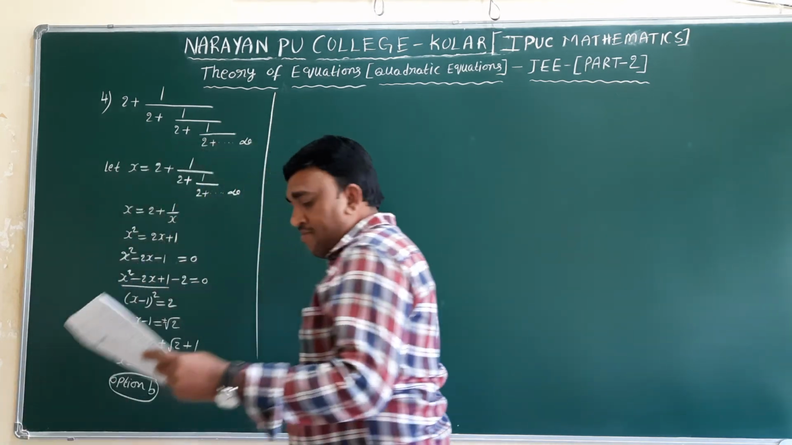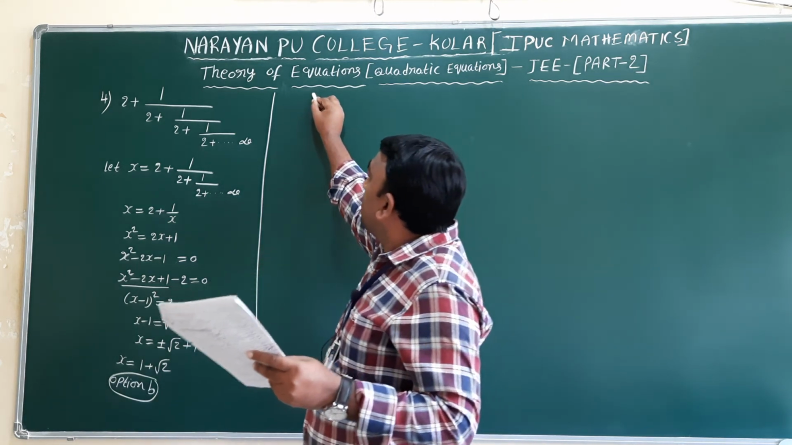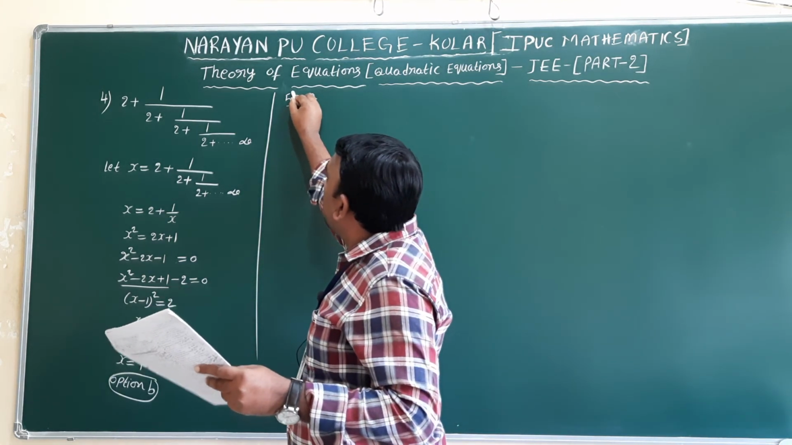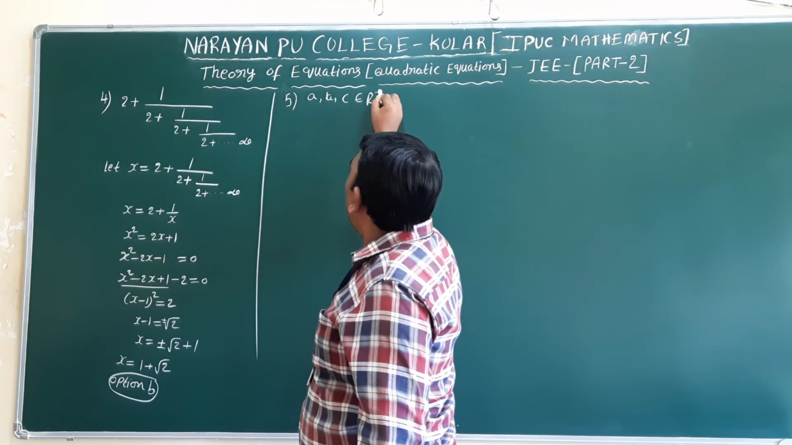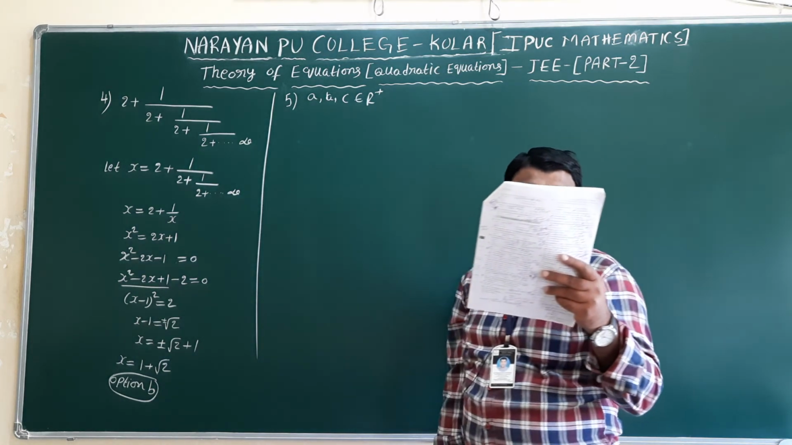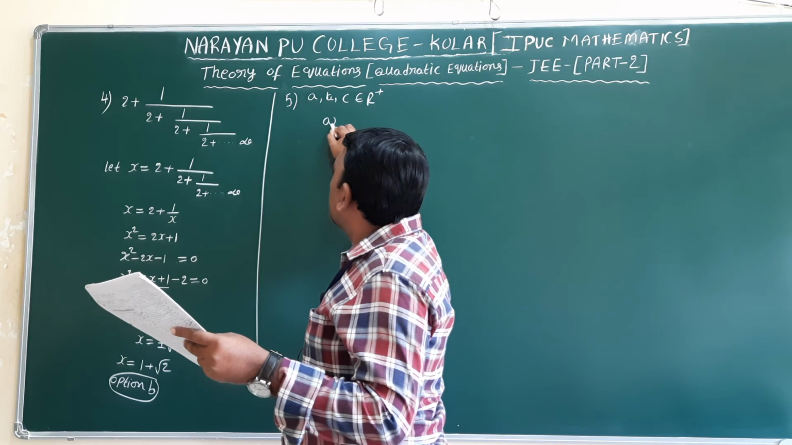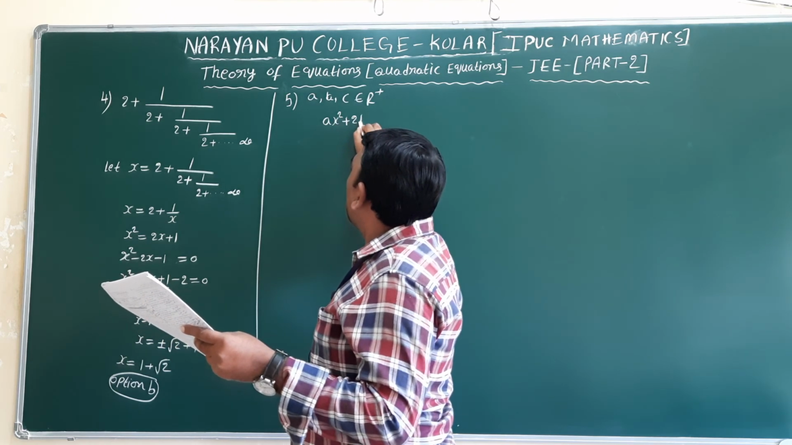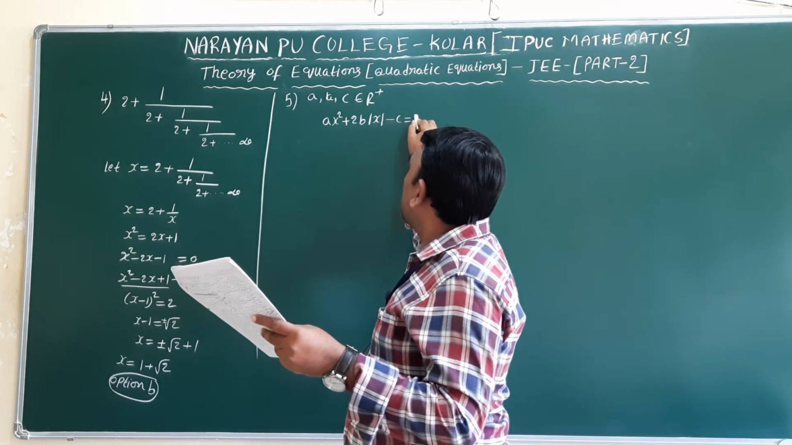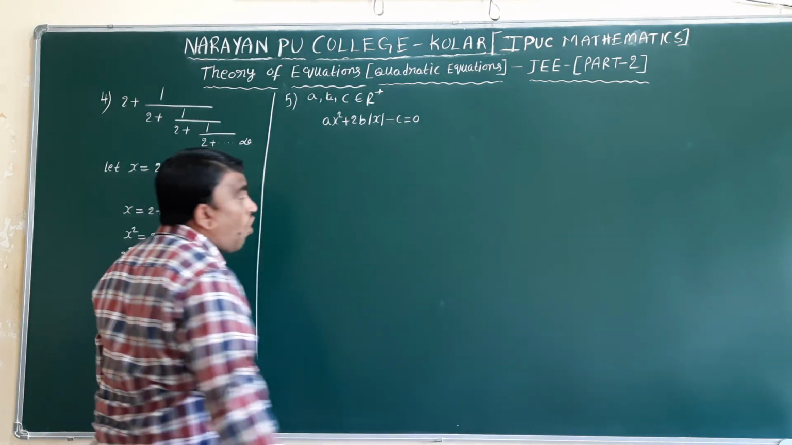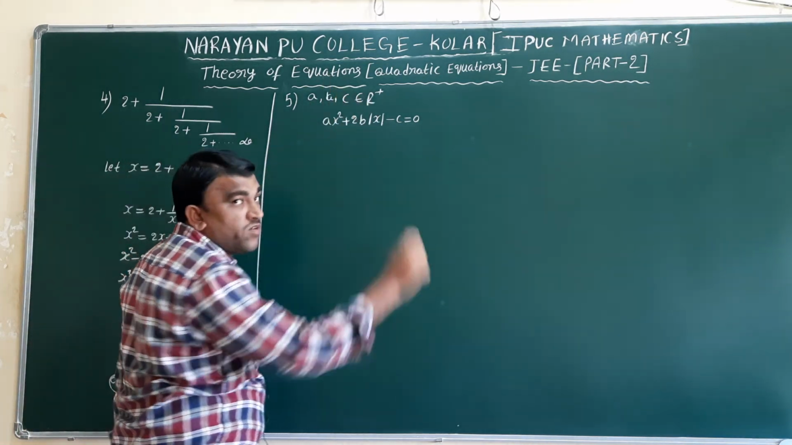And next question. A, B, C are three distinct positive real numbers. Here A, B, C all are positive real numbers. Then the number of real roots of ax square plus 2b modulus x minus c equal to 0. For this equation, how many real roots will there be whenever a, b, c are positive real numbers?